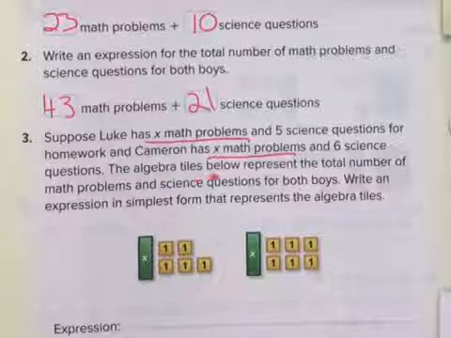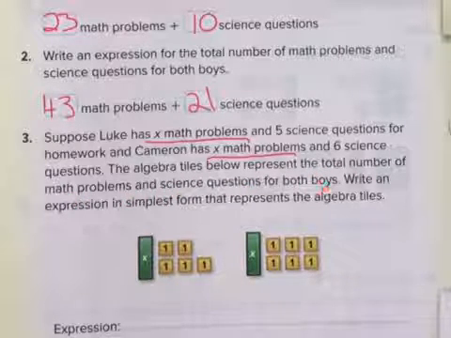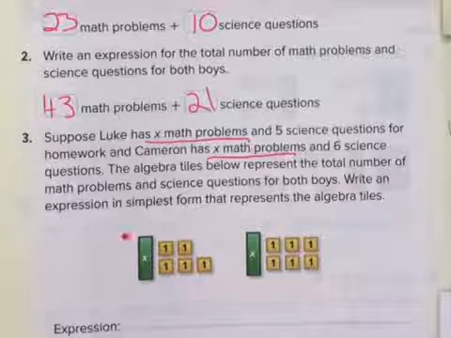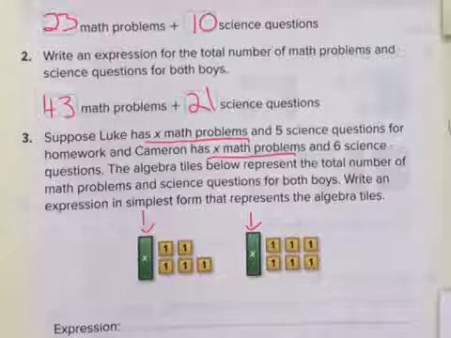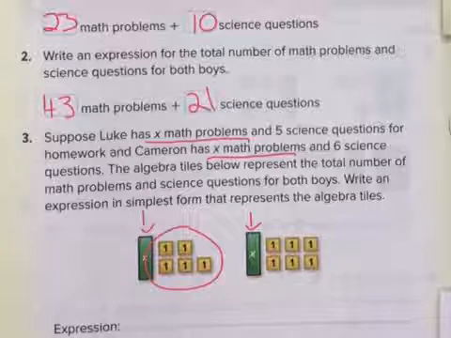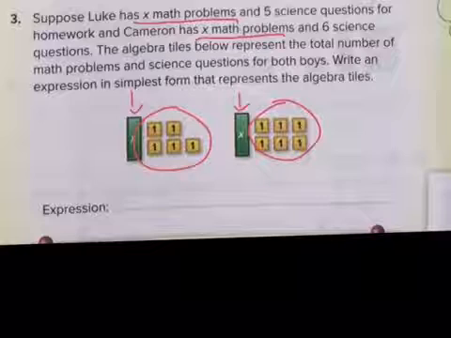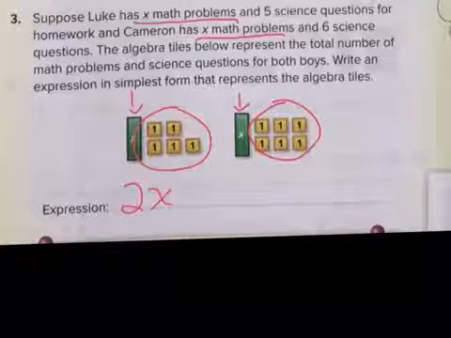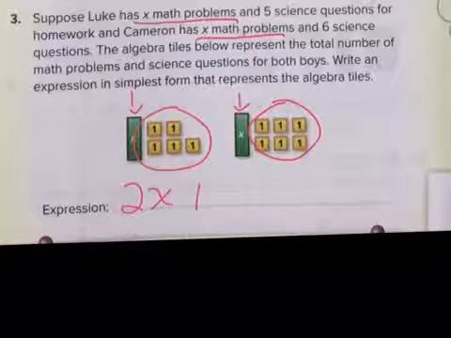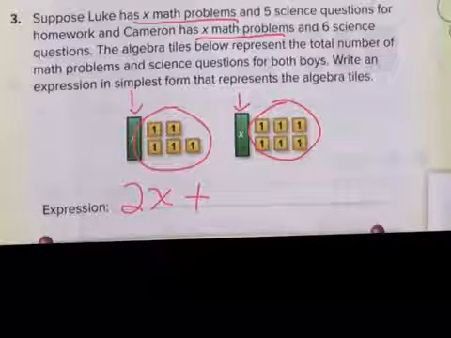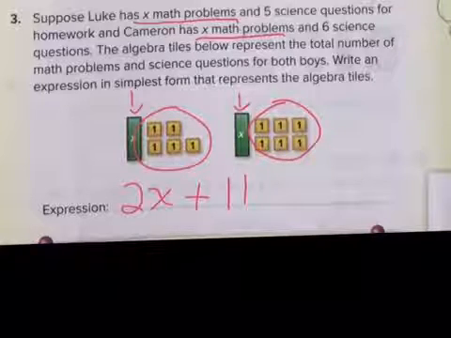The algebra tiles below represent the total number of math problems and science questions for both boys. Write an expression in simplest form that represents the algebra tiles. Okay, so we have definitely 2 x's, right? We have one there and one there, one for each boy. And one of the boys has 5 science problems, the other one has 6 science problems. So for sure right now I know that I have 2 x's, 2 times x plus how many word problems in total for both boys. We have 5 here, it's 11, so we have 11 in total. And there's our algebraic expression in simplest form.